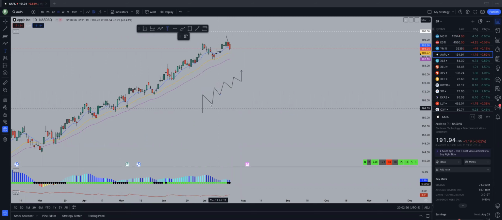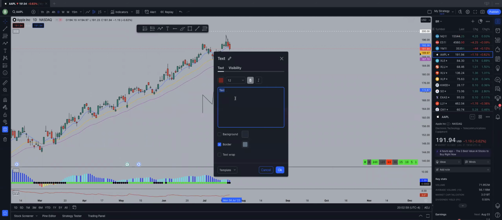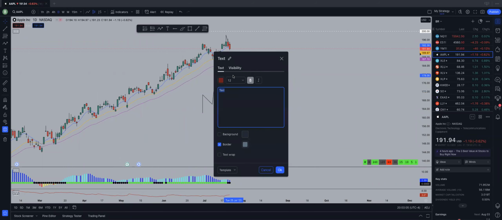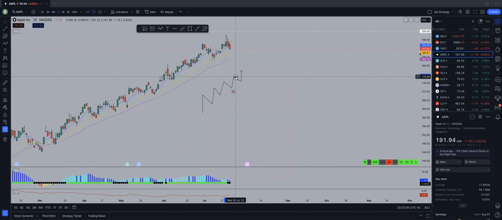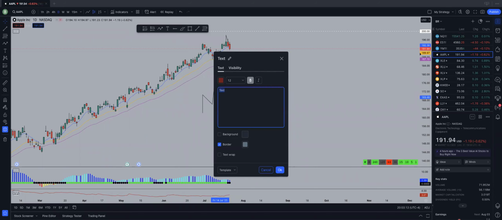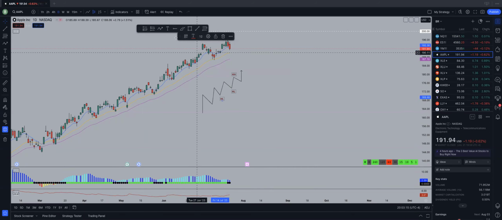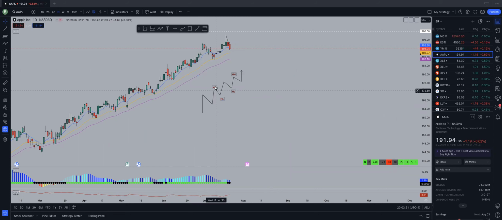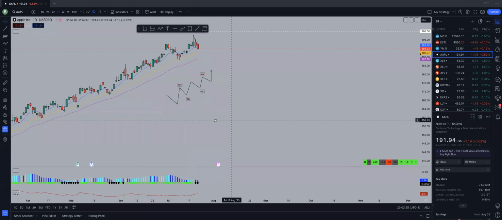So we can label a few of these here. So here, higher low. And then here, we have a higher high. And then we can keep going with it. There's a higher low here, higher high here, and so on and so forth, right? So this is what a basic uptrend will look like, right?